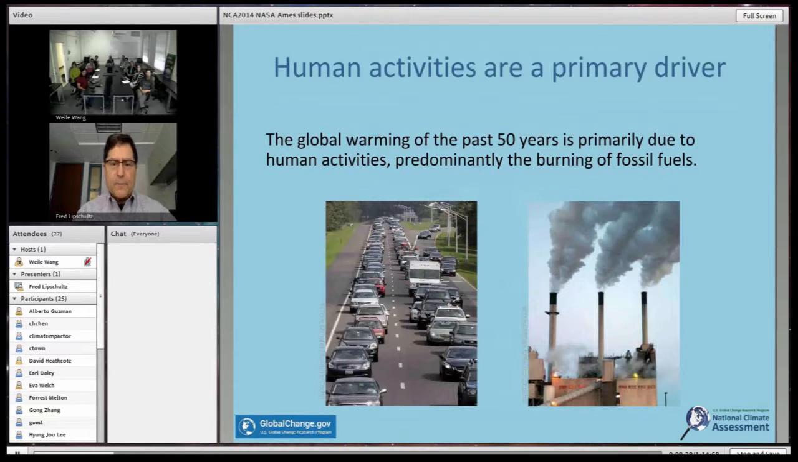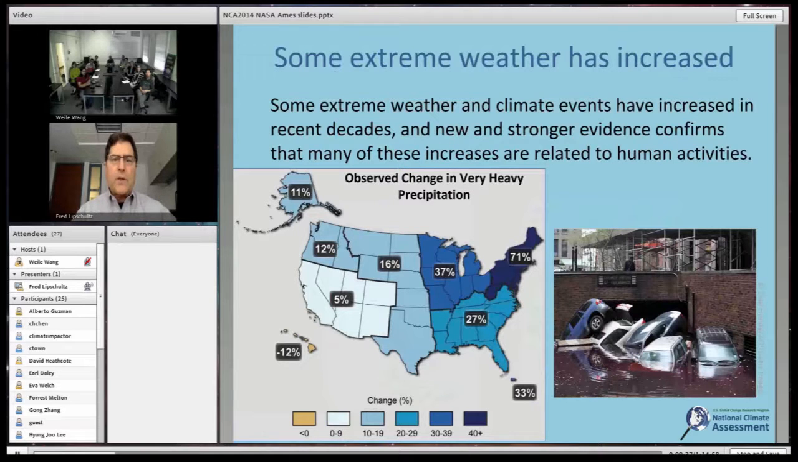And human activities are a primary driver. And there's lots of evidence presented in the report to detail that. There's also a whole range of extreme weather events that have increased, and many of these increases are related directly to human activities. One example that's shown here is a map of our 8 regions in the National Climate Assessment, and they illustrate the changes in the top 1% of precipitation events, how much more rain has fallen over recent decades as opposed to in the 1960s. So you can see, concentrated especially in the Northeast and in the Midwest, very large changes in the precipitation in the most heavy events, not the average rainfall. So looking at those specific things that would cause flooding.